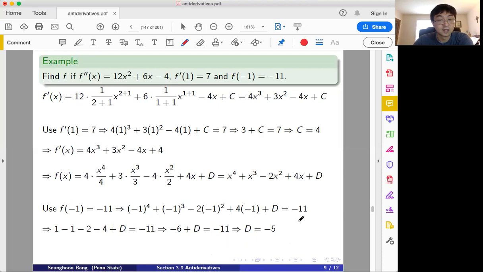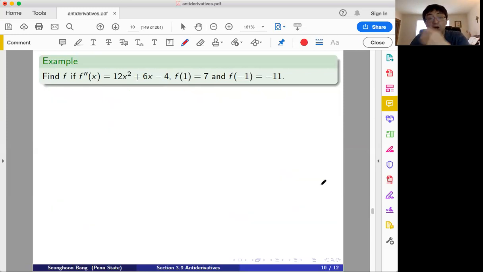You can plug the minus 5 into here. The final answer is x to the 4 plus x cubed, negative 2x squared plus 4x minus 5. So that's it. This is the whole idea for solving a differential equation. The next one is a little bit different.